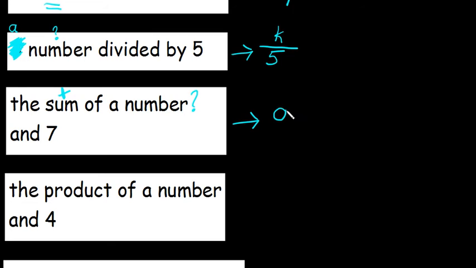Doesn't matter. So G plus 7. And when I add that up, it'll give me the sum. All right, let's look at this one.